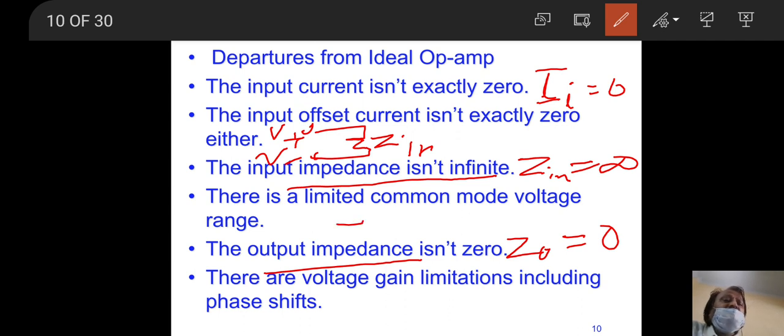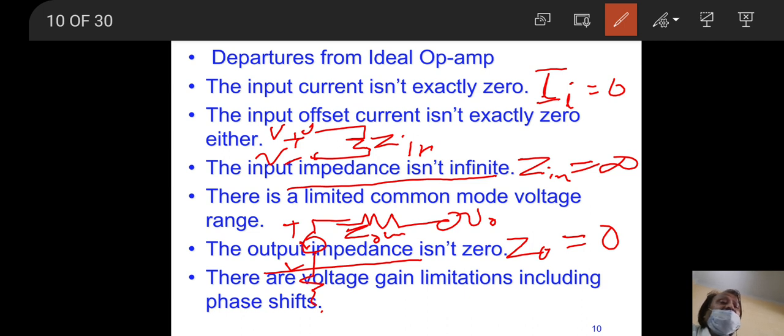So the output impedance Zout is connected in series with the output terminal, V naught. The impedance resistance is connected in series at the output voltage terminal, so we get an output impedance of 0. There are also voltage gain limitations, which include phase shift.